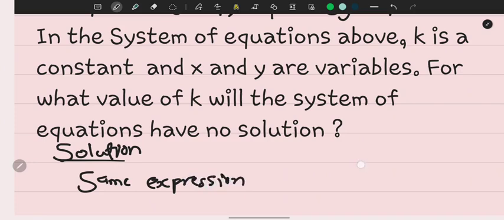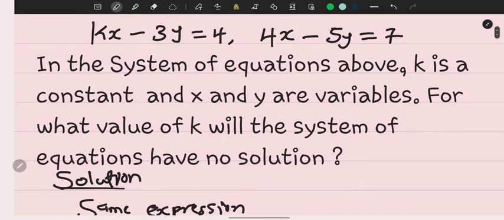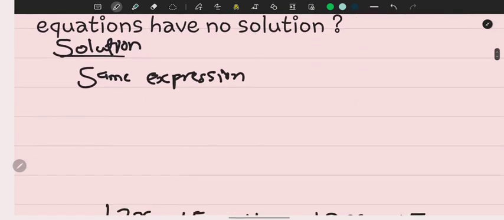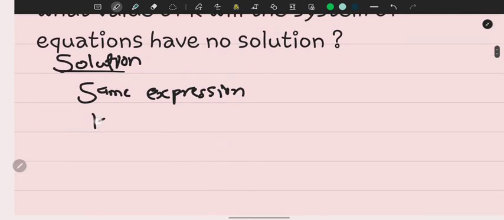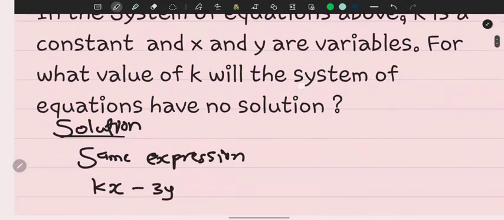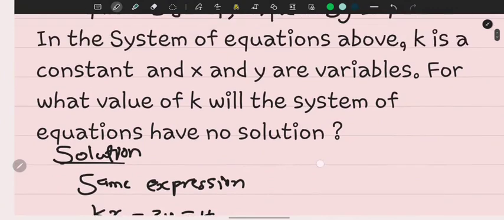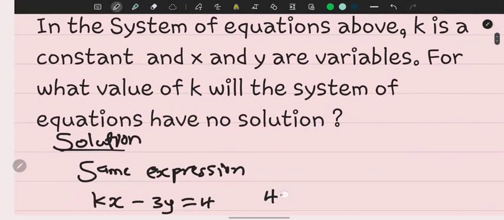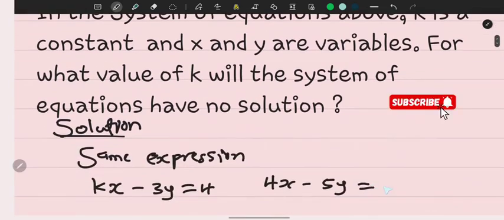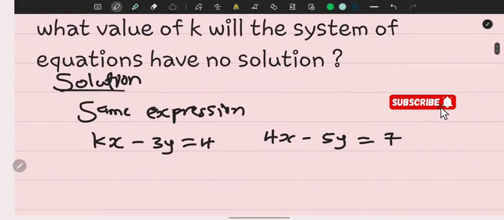And for you to have the same expressions, the coefficients of the unknown variables in both equations must be the same. So looking at the question, where you have kx minus 3y, if I'm not mistaken, equals 4, and the other one is 4x minus 5y equals 7. The first thing you have to target is to ensure you have the same coefficients. So let's start with y.